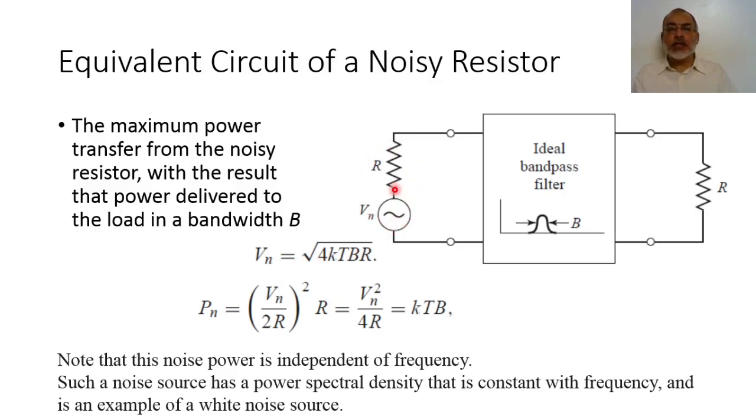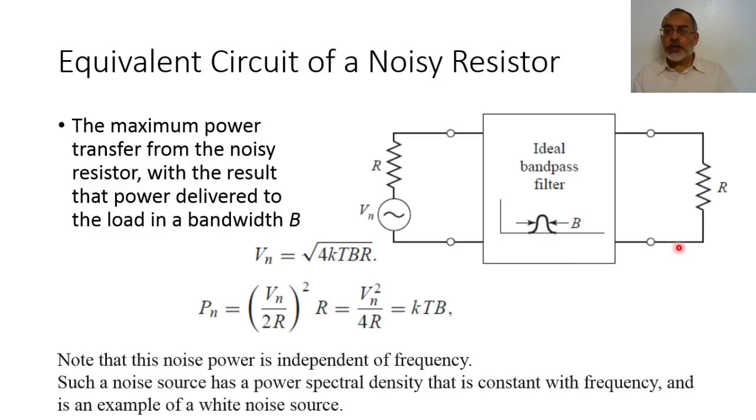Effectively, to obtain the maximum output power from a specific source, it should be matched to the load. So assuming that we are going to connect this noisy resistor to an ideal load with the same impedance, so the impedance of the load would be exactly the same as the resistance R, and this is connected through an ideal band pass filter with the operating bandwidth B, such that only the power in the required bandwidth will be transferred from the noisy resistor to the load resistance.